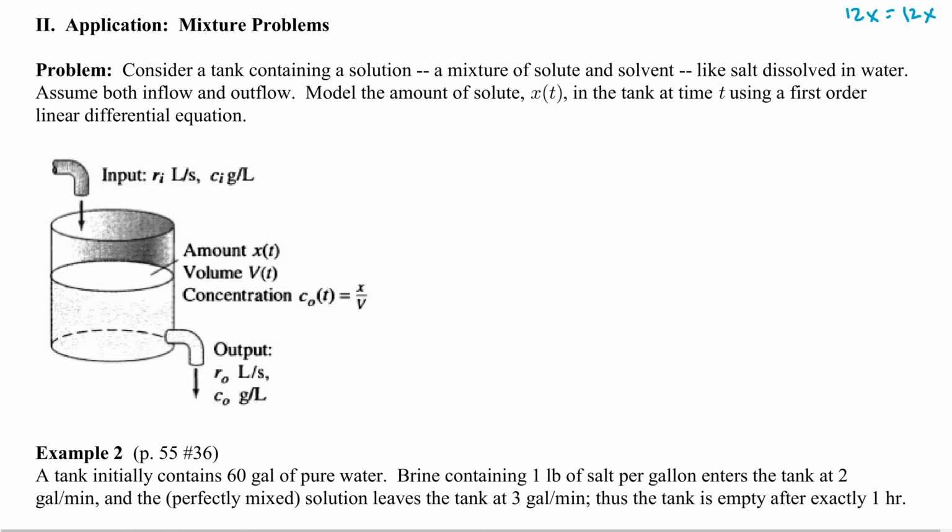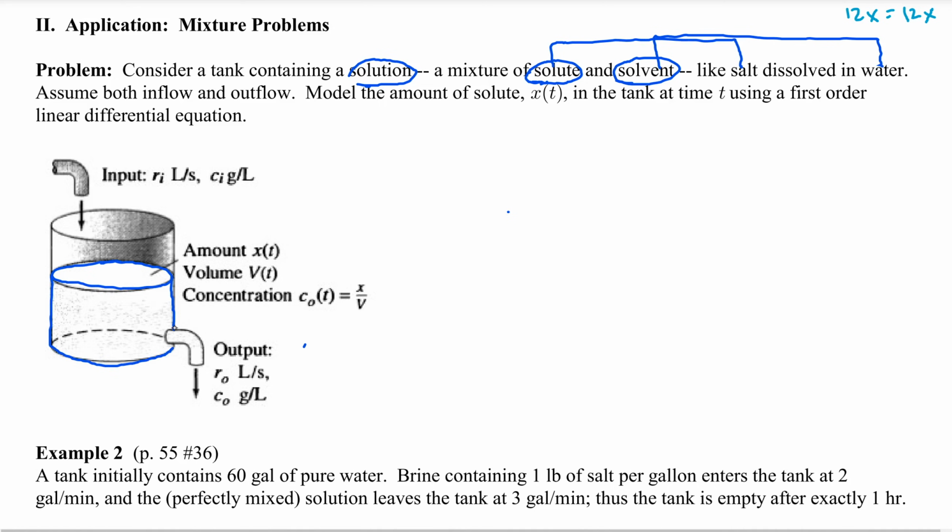Part 2, application: mixture problems. Consider a tank containing a solution. Now, a solution is a mixture of solute, that's what's being dissolved, and solvent, that's what's doing the dissolving. For example, salt dissolved in water is an example of a solute in a solvent. Together, that makes the solution. So we have this volume in a tank of solution, right? Solute and solvent. We're going to assume both an inflow and an outflow.